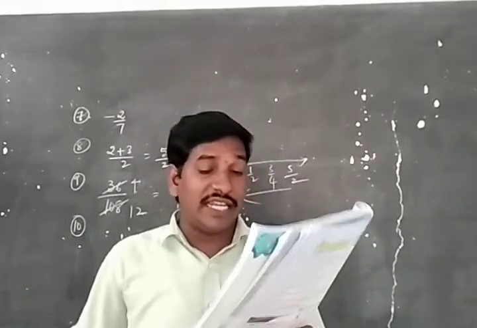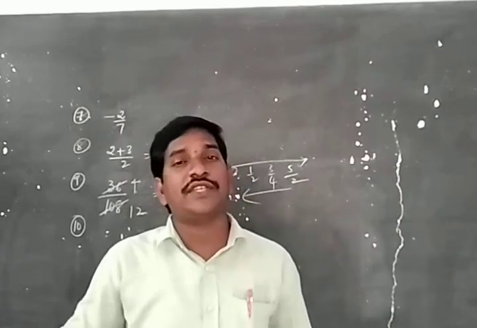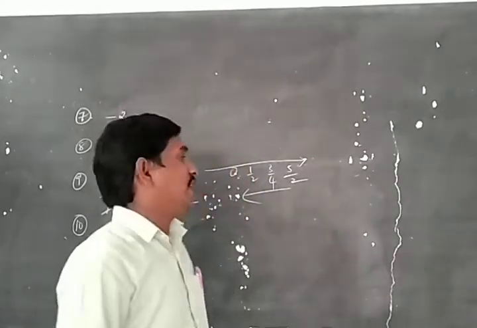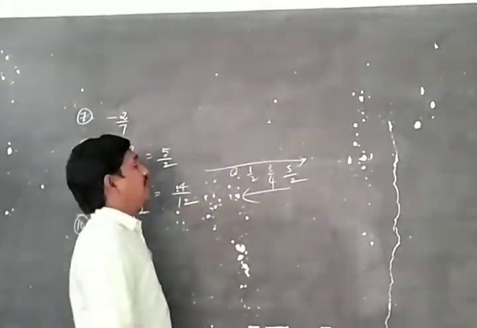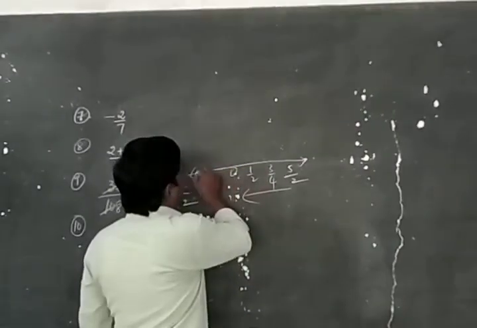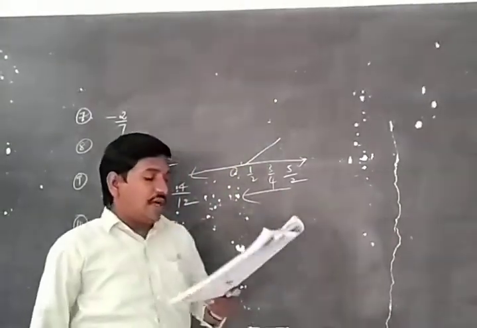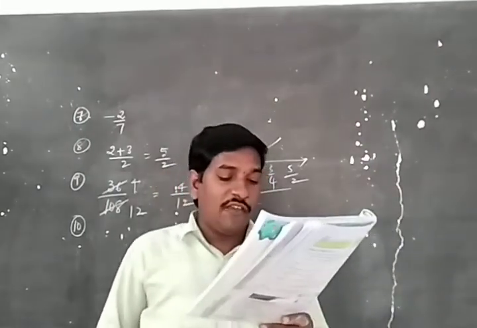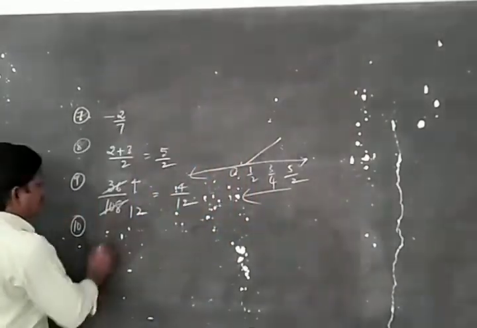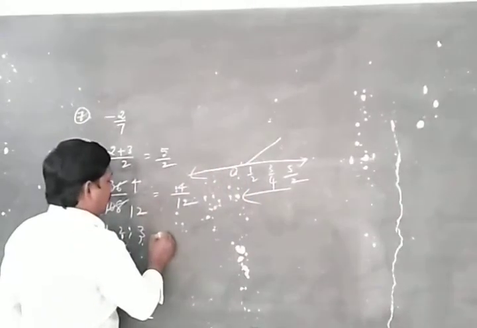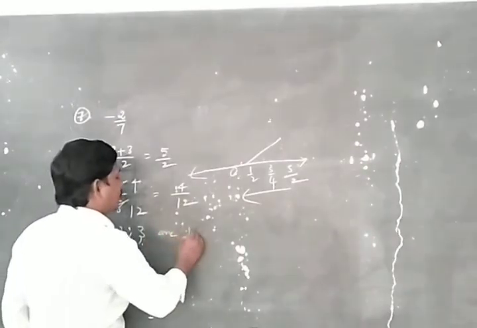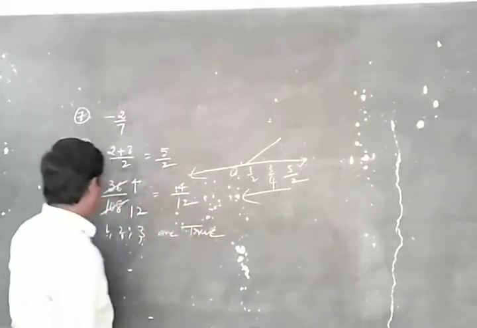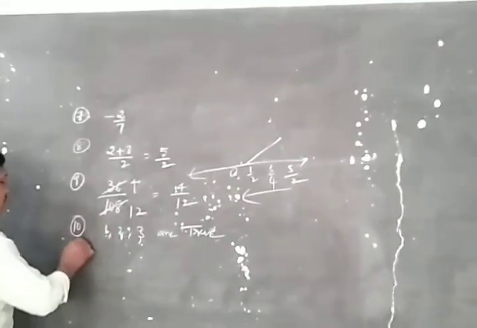Every negative rational number is less than 0. It is also correct. And every rational number can be represented on a number line. Yes, you can. Every rational number can be represented on the number line. So the first one is 1, 2, 3. 3 options are correct, true statements. For the 10th one, what we have to write? 1, 2, 3 are correct, are true. Okay.